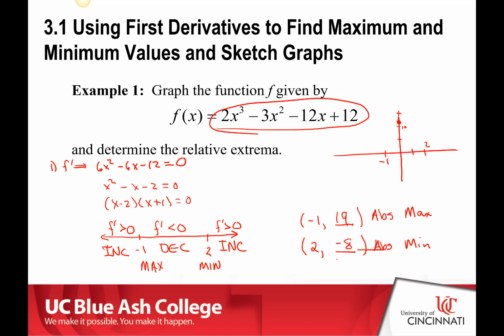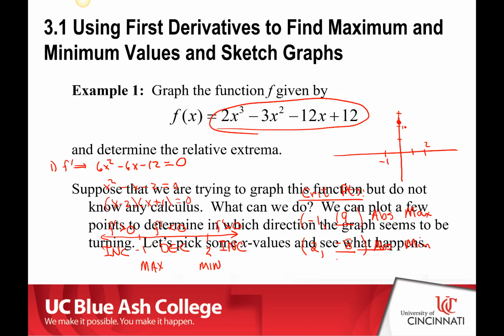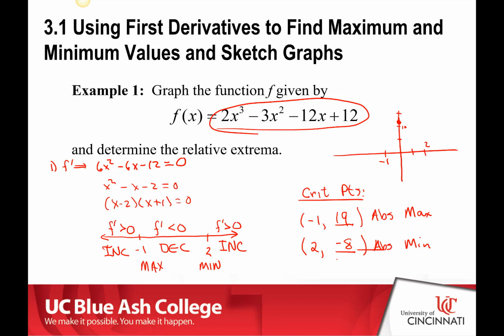Does that make sense? Now be careful, these are critical points, whereas the critical values are x equals -1 and 2. Don't get those two phrases mixed up.